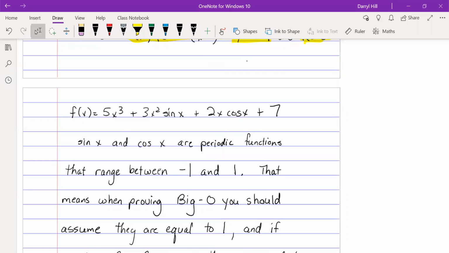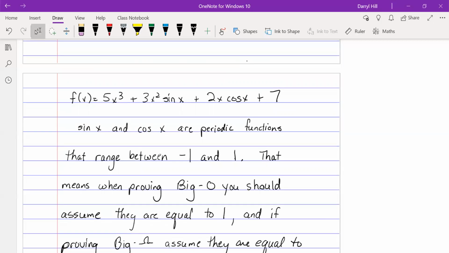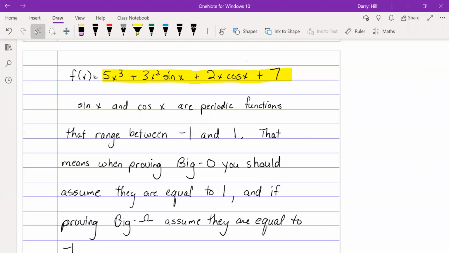Here's an important thing that you might see. There are questions that are a little more advanced that we put on there sometimes to differentiate between the people who are really getting the material and the people who are maybe not quite getting all of it. So we can have a function like this: 5x cubed plus 3x squared sine x plus 2x cos x plus 7. And spoiler alert, there are questions like that on the exam. Now, a lot of the exam is random, so you may not see this, but you might.